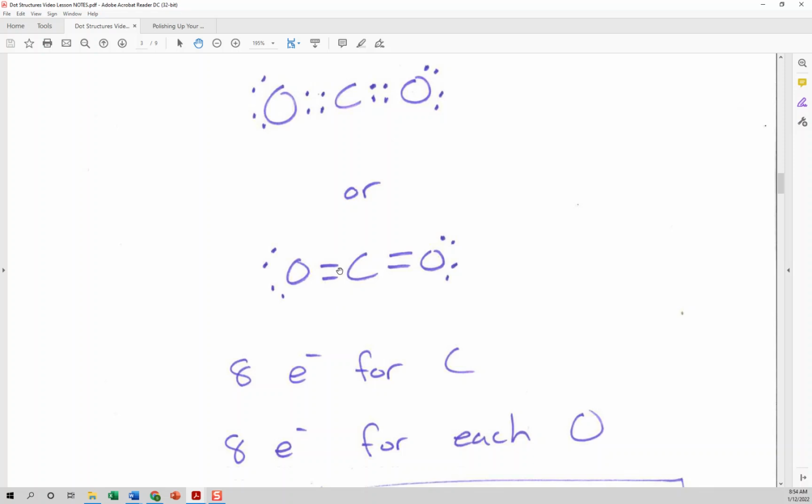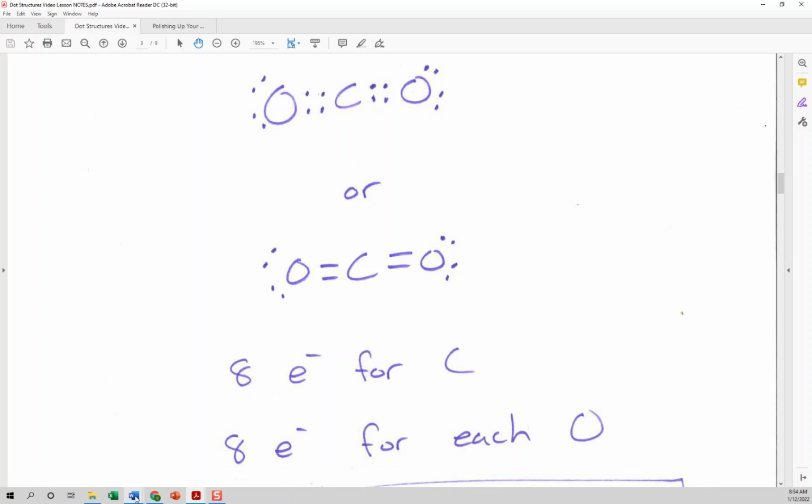So a double bond doesn't count as two electron domains. It counts as one domain. So this is one bonding domain. This is one bonding domain. It doesn't matter that it's a double bond. So yes, it's 4 electrons being shared, but we call it one domain, okay? So we have 2 bonding domains around this carbon, but 0 lone pairs around this carbon.